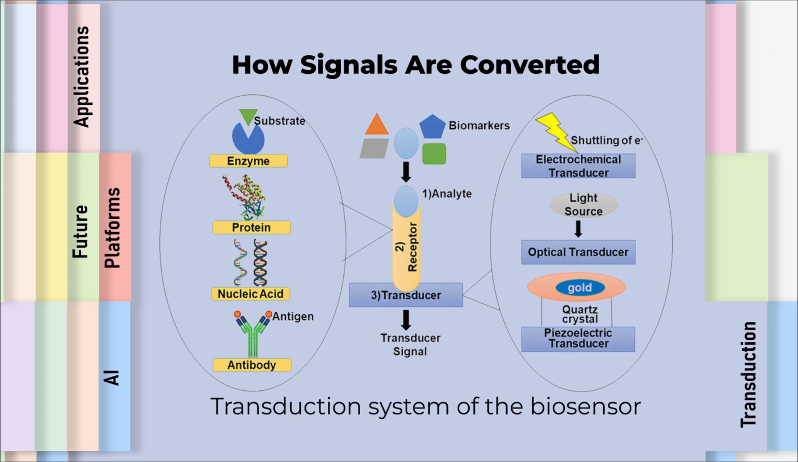Optical biosensors use light. Surface plasmon resonance measures changes in refractive index near the sensor surface. Fluorescence measures changes in fluorescence intensity. Absorption spectroscopy measures changes in light absorption.